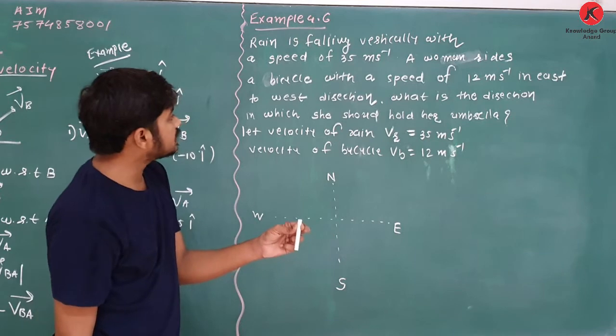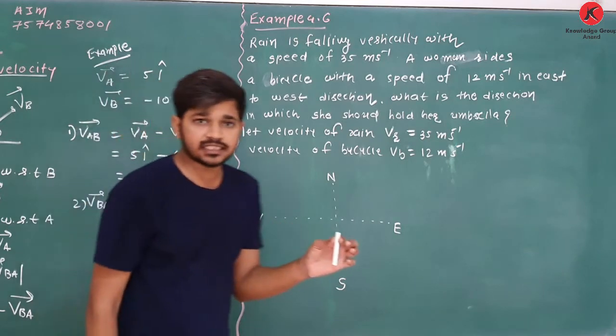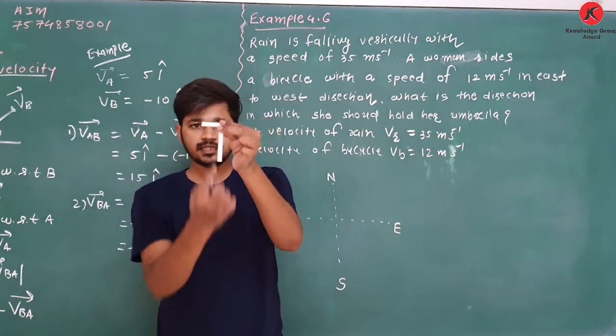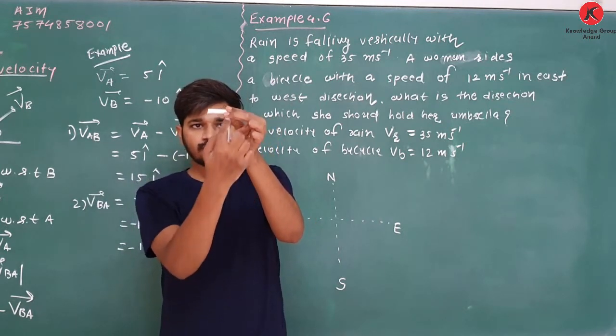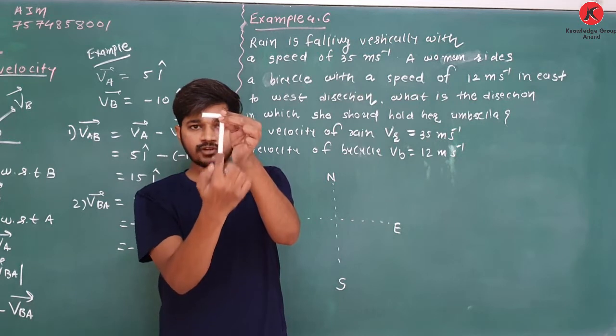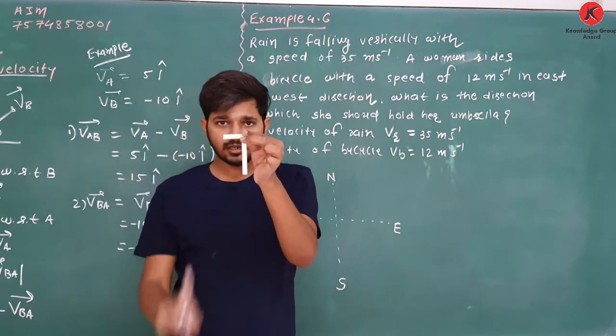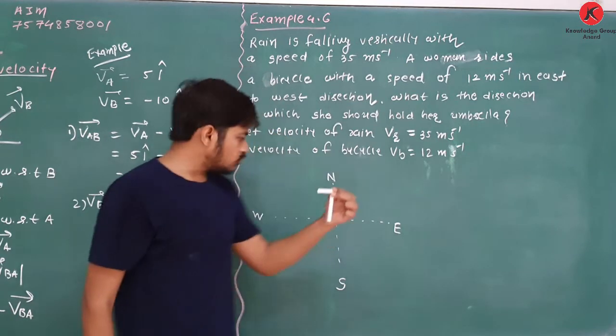A woman rides her cycle from east to west. East to west means in this direction. So this condition is like this. It is the velocity of rain. It is the velocity of the cycle. Clear about this? Okay. But how to draw a figure?